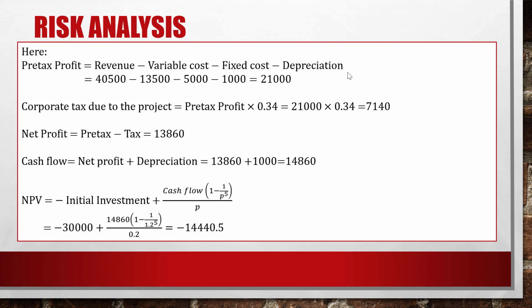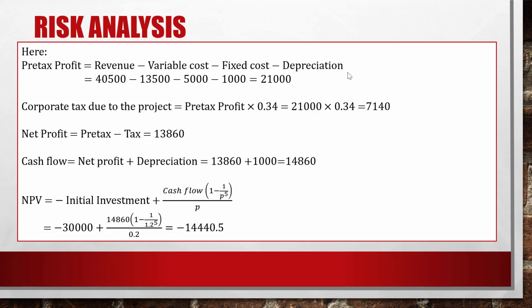Here I assume that the tax rate is 34%. Of course, in some projects we might have different tax rates. However, for this project, I used 0.34, which is 34%. So we take the pre-tax profits times the tax rate to find the corporate tax due. So we got the tax is 7,140. So the net profit is the pre-tax profit subtract the tax, which is 13,860. The cash flow is the net profits plus the depreciation, and we got 13,860 plus 1,000, which is equal to 14,860.